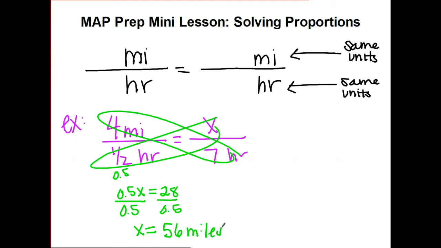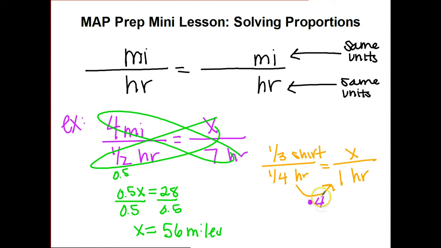Another way you will see a proportion is, for example, if I sew, let's say, 1/3 of a shirt in 1/4 of an hour, how many shirts do I sew in 1 hour? So if I ask myself, how do I get from 1/4 to 1? What do I multiply 1/4 by to get to 1? I multiply by 4.